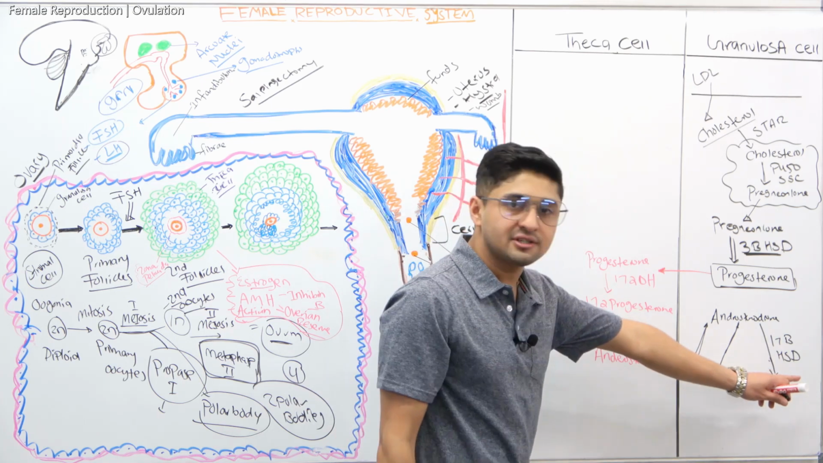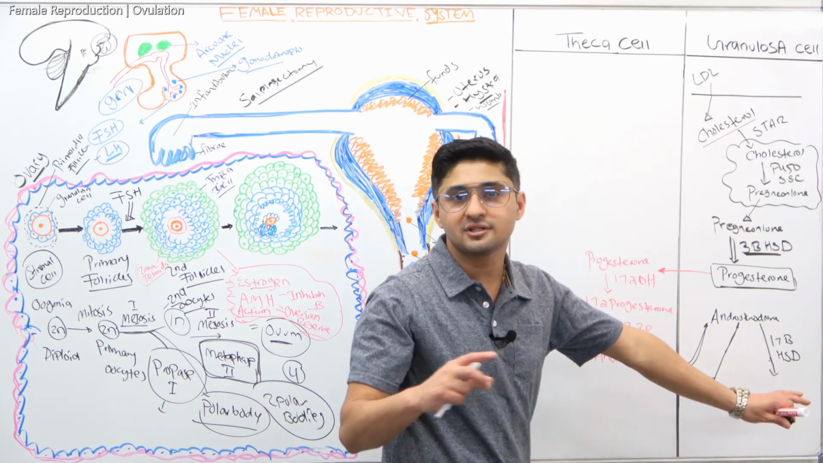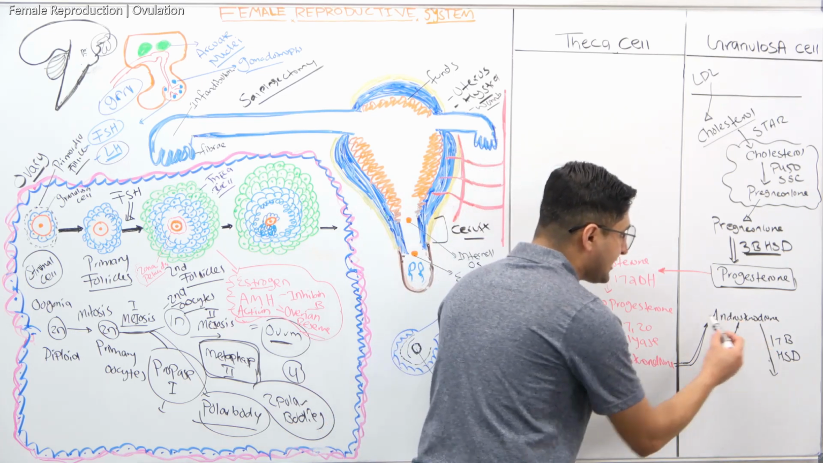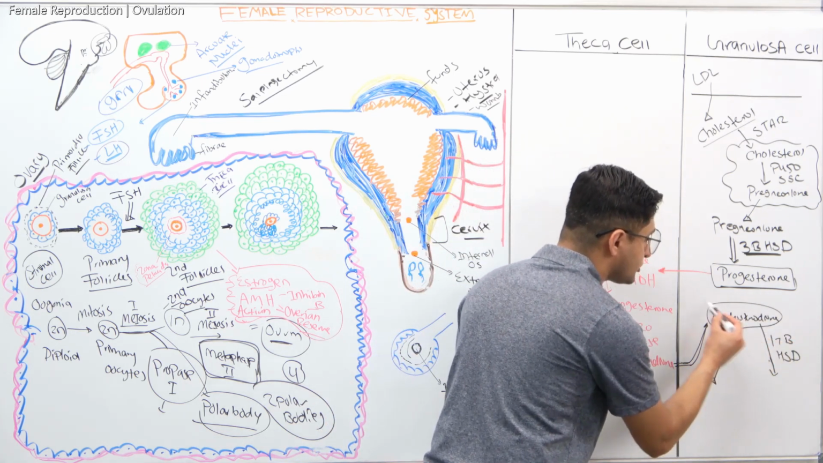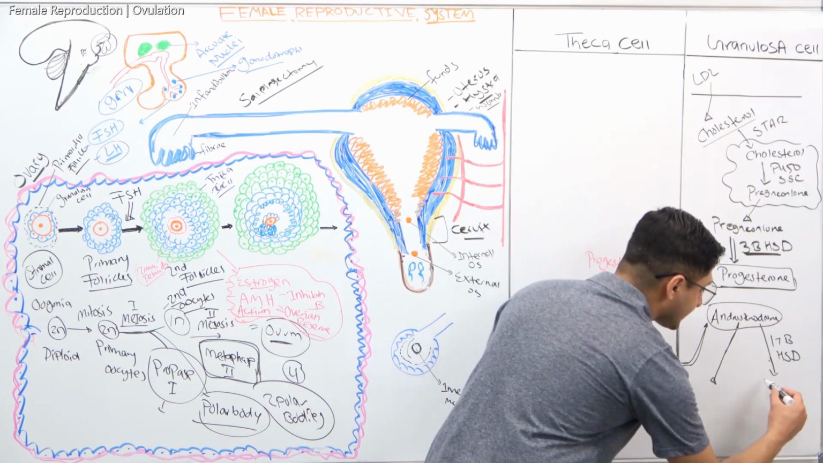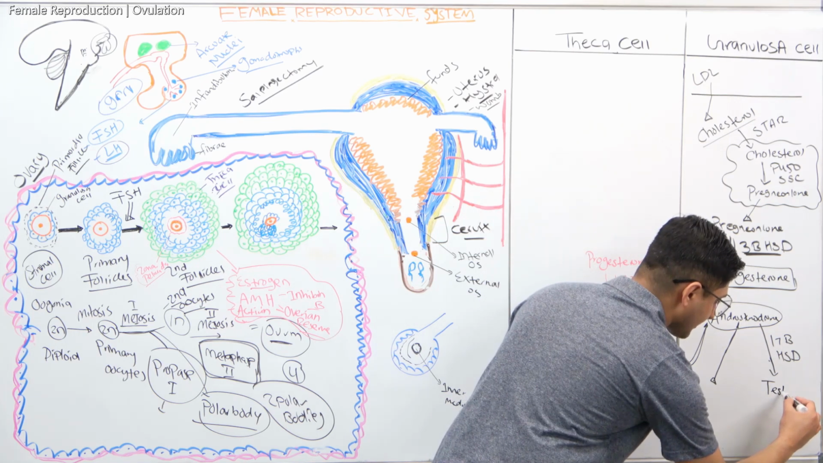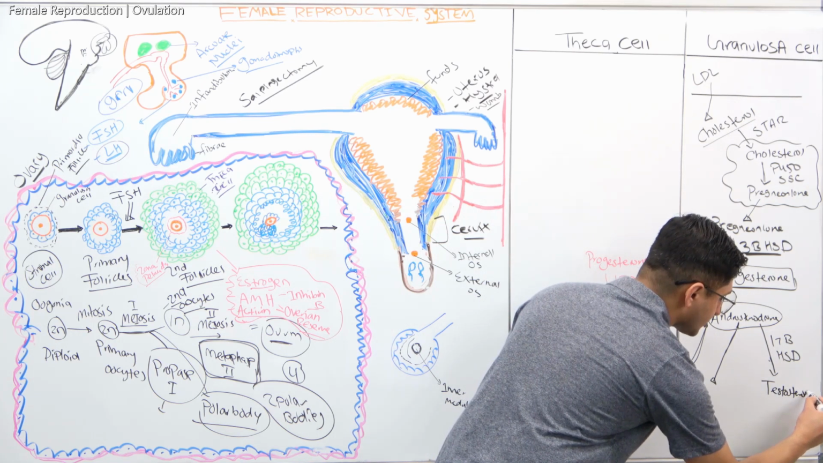At the 17 position, it's going to do a dehydrogenation. So when it acts on this compound, you have to remember the androstenedione, you know what it's going to make? It's going to make testosterone. Testosterone. That's what it's going to make.